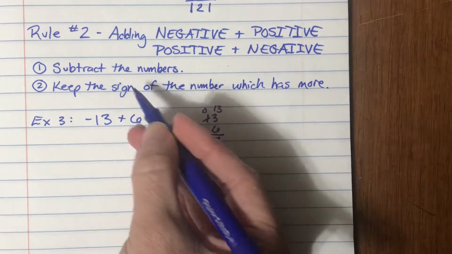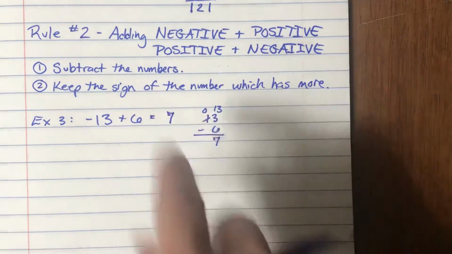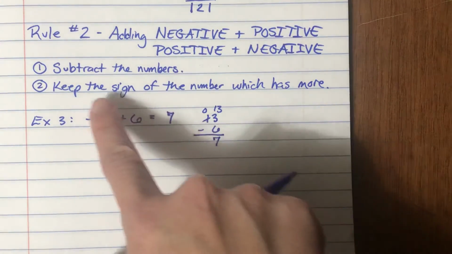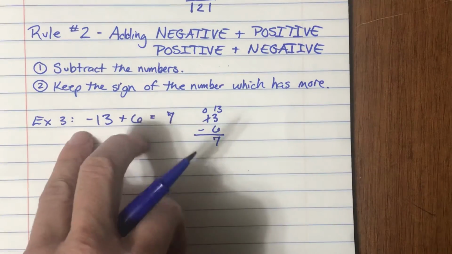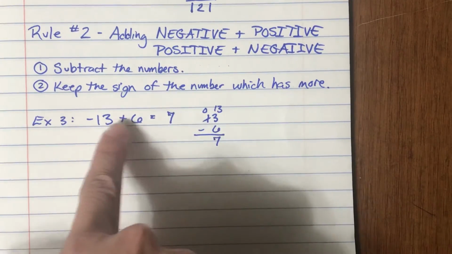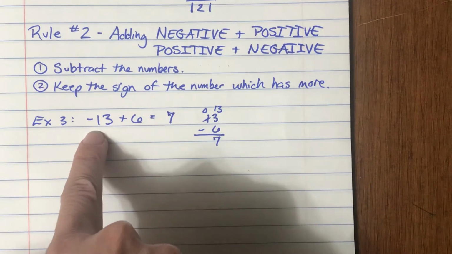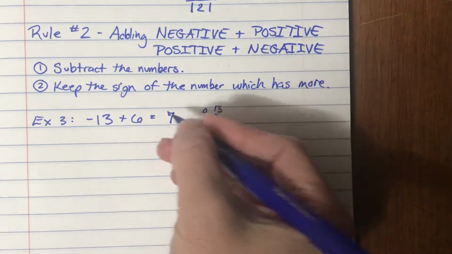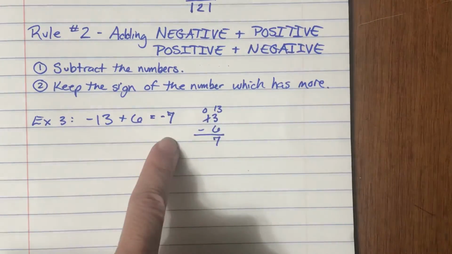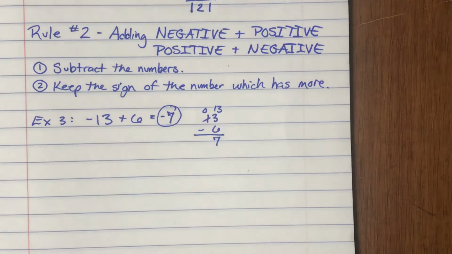And then once I have subtracted the numbers, I know that my answer is going to be 7, but is it going to be +7 or -7? That's where I have to keep the sign of the number which has more. Well, which one, if I were drawing the model, would I have more negatives or more positives? Well, 13 is a bigger number. Now, -13 is less than 6, yes, but I would have more negatives than I would have positives. And so the one that has more is negative, and so I stick my negative symbol there. So the answer to -13 + 6 is -7.